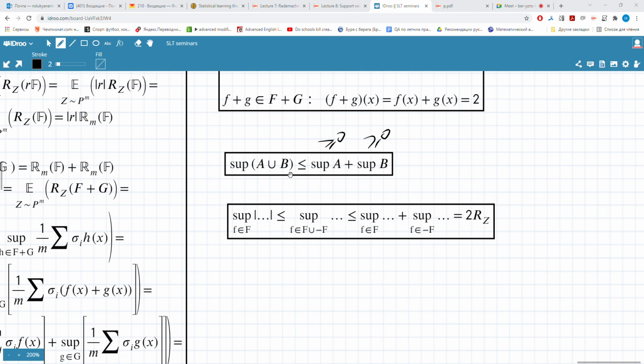First of all we proved this inequality, and after that, using the fact that the linear space of F can be written as the union of sets of this type, we can achieve the constant 2 and get the finishing inequality.